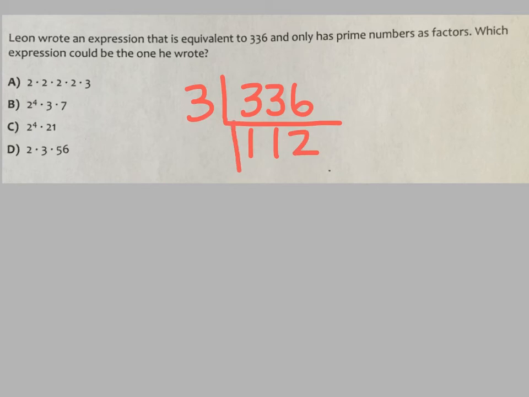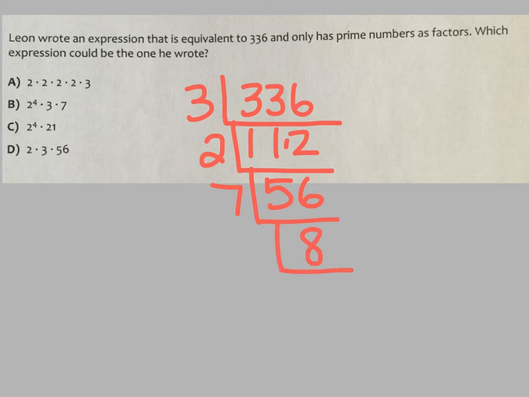I draw another upside down house. And I use again only prime numbers as divisors. So I'll try 2. 2 goes into 1, no, not at all. 2 goes into 11 5 times with 1 remainder. 2 into 12 6 times. 56. Wait, 7 is a prime number, and 56 divided by 7 is 8. And another upside down house. 8 can be divided by 2 as a prime number, which would give me 4.